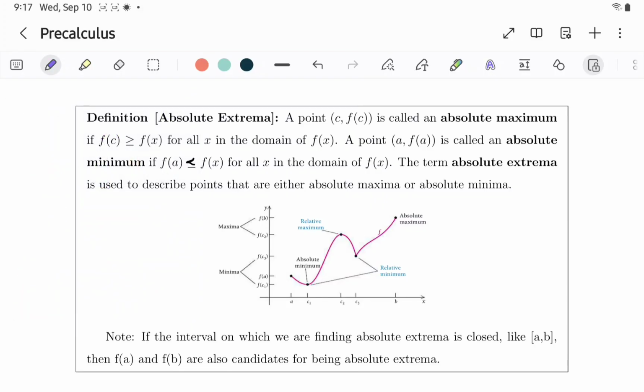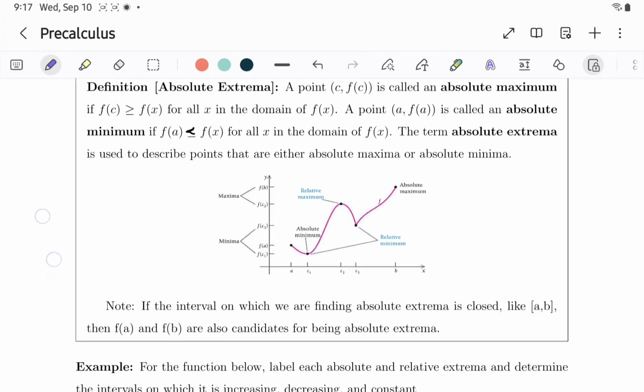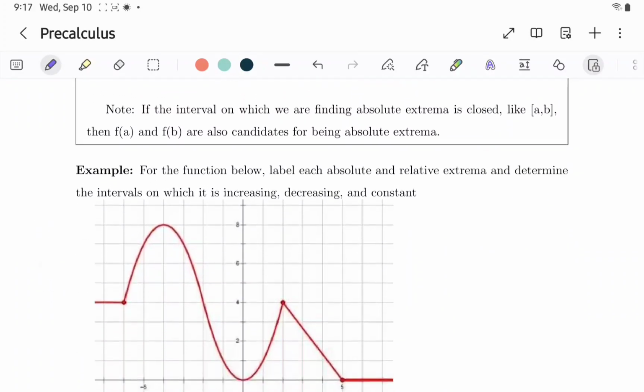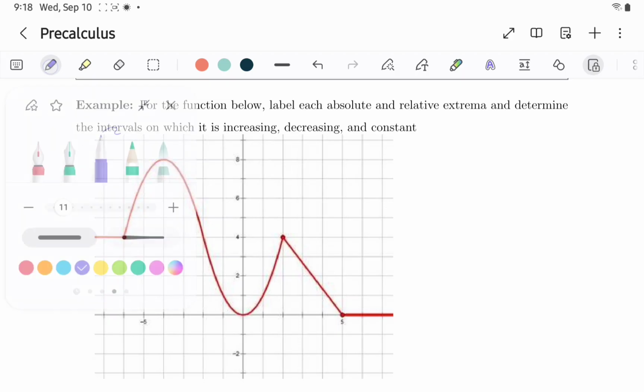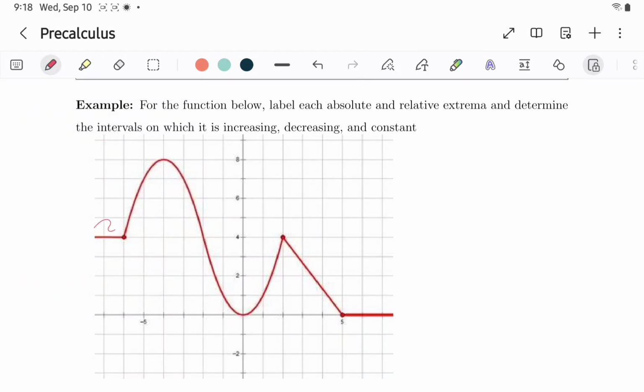All right, so let's check out our example. In this example, we are given a graph of a function below in red, and we are asked to label each absolute and relative extrema and determine the intervals on which it is increasing, decreasing, and constant. Let me go ahead and draw some arrows to indicate that this graph extends indefinitely.